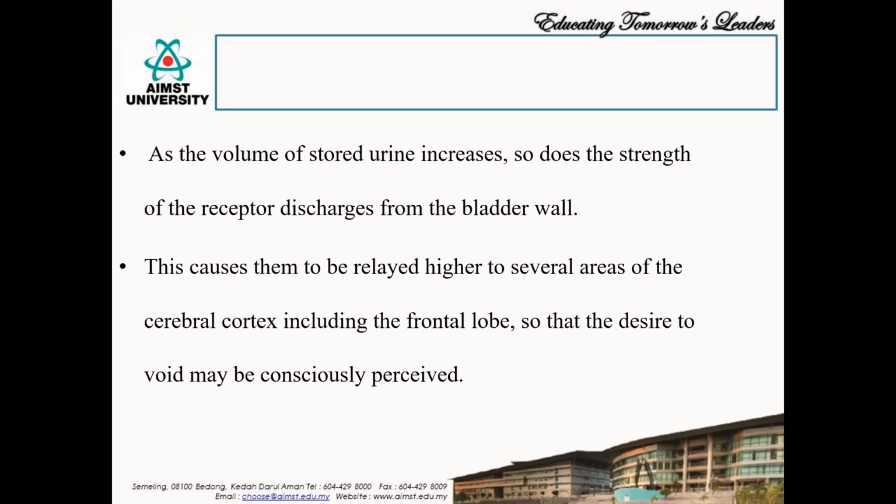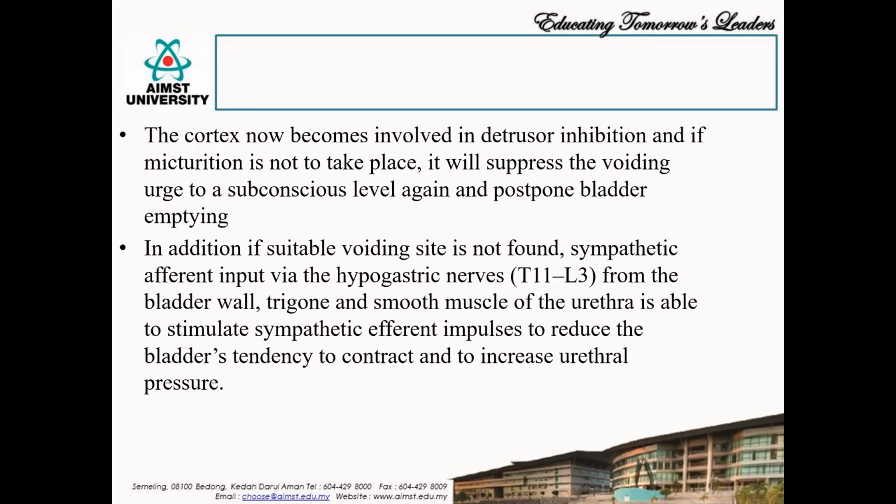Okay, so now the cortex will see whether the desirable situation is available or not. If there is a desirable situation, then it will go for voiding. If there is no desirable situation, again the cortex will suppress the voiding urge at the subconscious level. How it will be suppressing means it will be again sending sympathetic efferents through hypogastric nerves, and it will again allow the smooth muscles to undergo relaxation. Okay, this sympathetic or this hypogastric nerve will come and will again suppress the stretch receptors. So when it is suppressing the stretch receptors, again the detrusor muscle will undergo relaxation, and the pelvic floor muscle will undergo contraction.